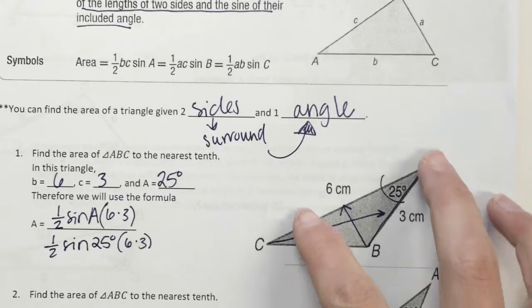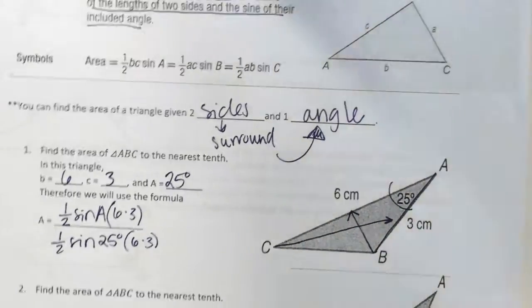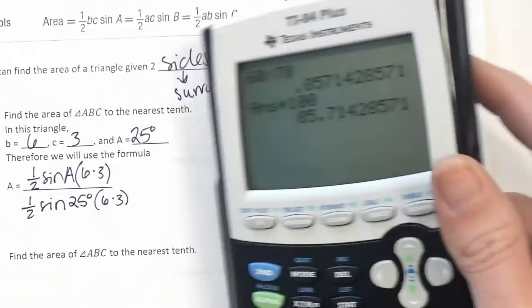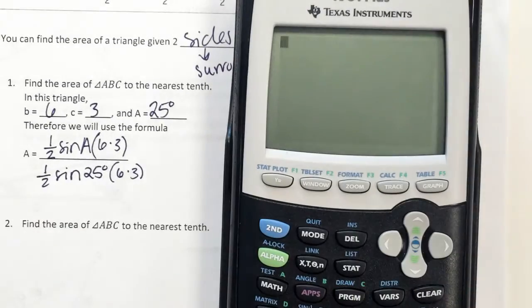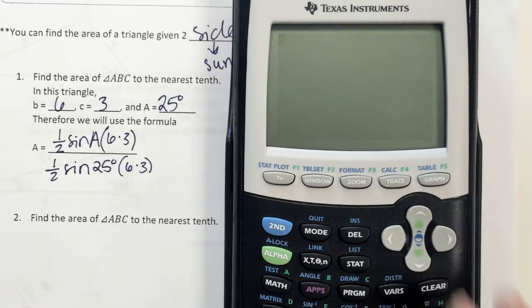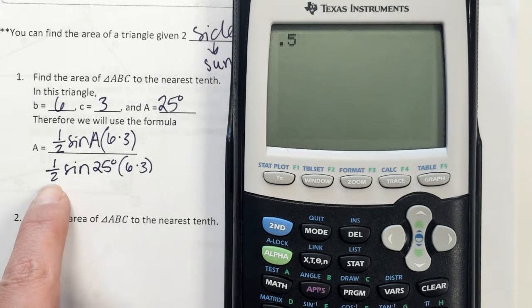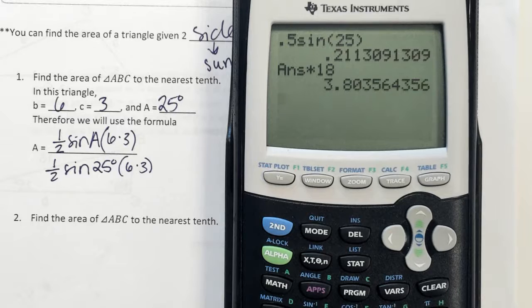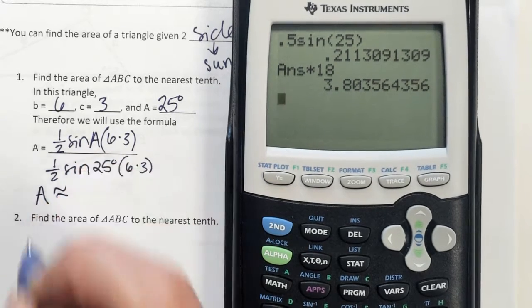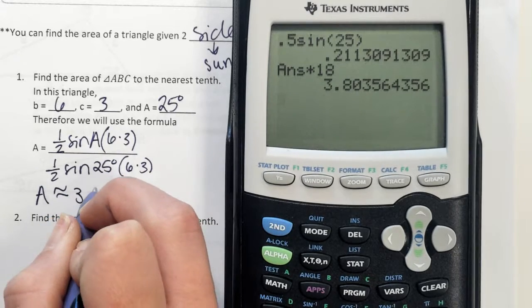Alright. So in your calculator, I'm going to teach you how to type this in. It's not very hard. Your sine button's right here. So you can type in 0.5 just like you see it. That's the same thing as 1/2. Sine of 25 degrees. Enter. And then we're going to multiply that by 6 times 3, which is the same thing as what? 18. Very good. So the area of this triangle, and let's round to the nearest tenth, is 3.8.